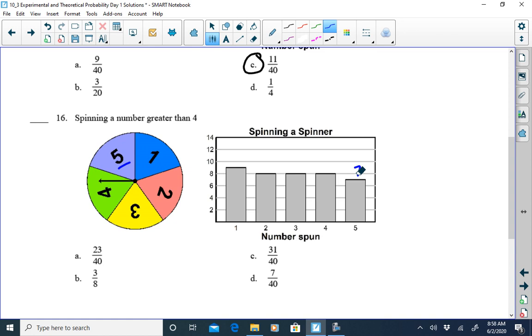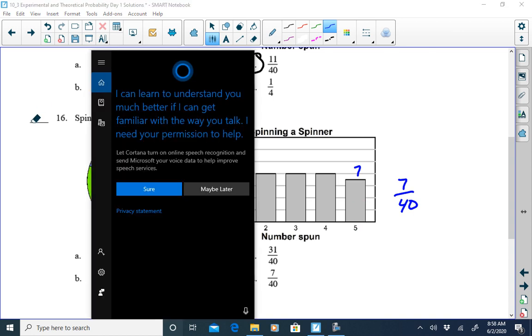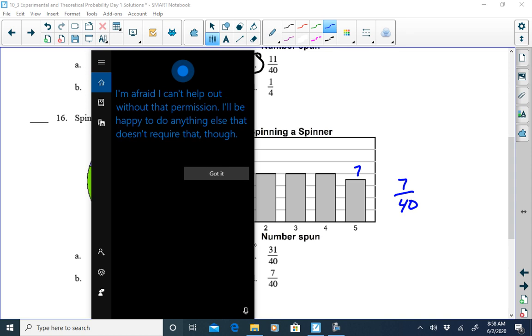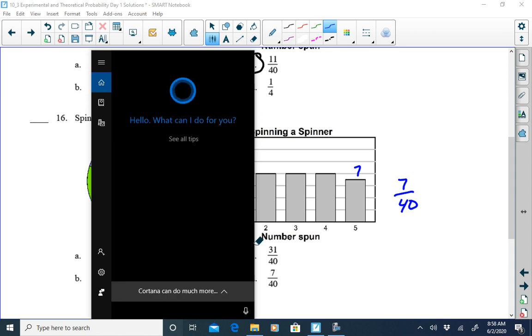So it looks like then that should be 7 out of the 40 spins were 5's. So that would be, let's see, answer D.